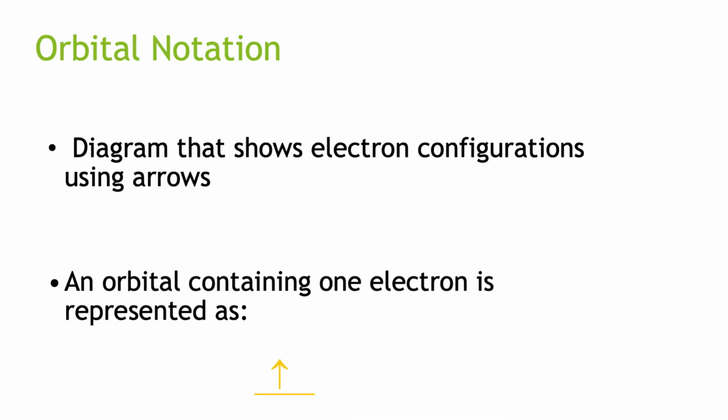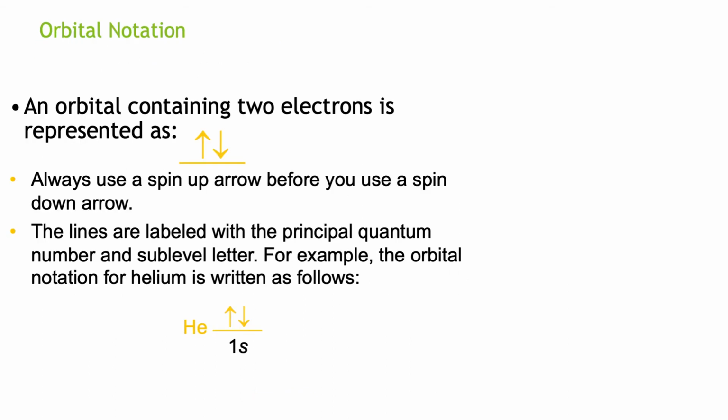Now, orbital notation are diagrams that show electron configurations using arrows, and each arrow equals one electron. So an orbital containing one electron is represented as follows. You're always going to use a spin up arrow before you use a spin down. An orbital containing two electrons is as follows: you're going to spin up, and then you'll spin down. The lines are labeled with the principal quantum number and sublevel letter.